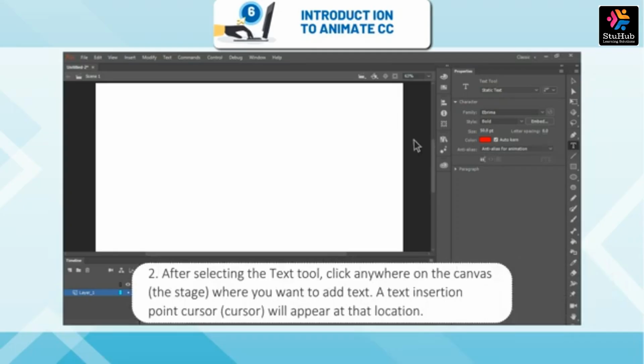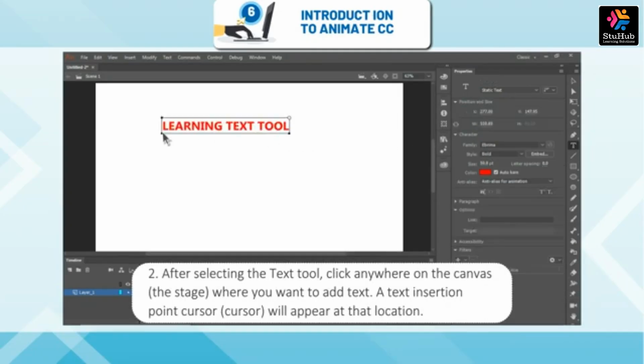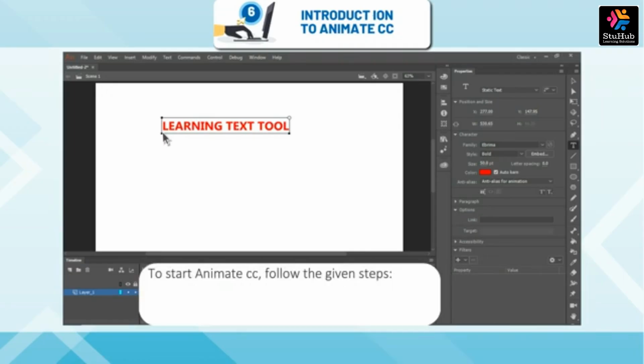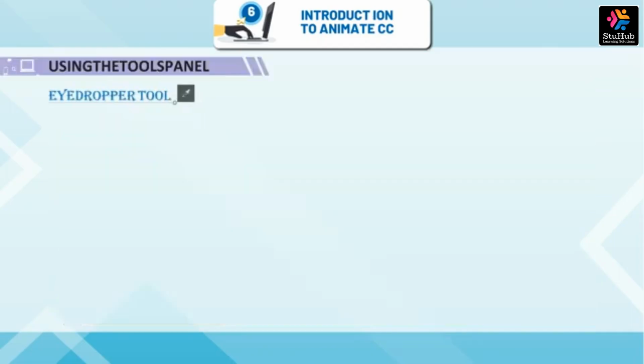After selecting the text tool, click anywhere on the canvas, the stage, where you want to add text. A text insertion point cursor will appear at that location. Start typing the text you want to add to your project. You can use your keyboard to enter text and it will appear at the insertion point.